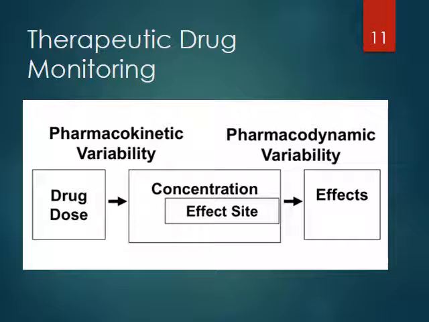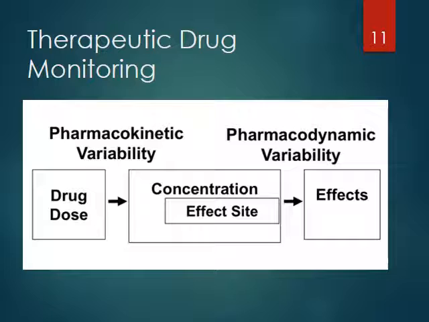Say, for instance, we give a drug at a certain dose, and that should equate to that drug having a specific concentration at the effect site. And that's the thing that we can actually measure. We can measure the serum blood levels of a drug, and basically that should equate to a certain concentration at the effector site or at the tissues. And then there's lots of variability there.